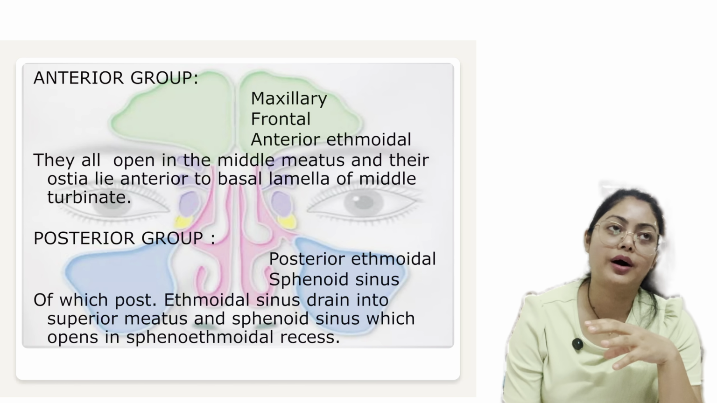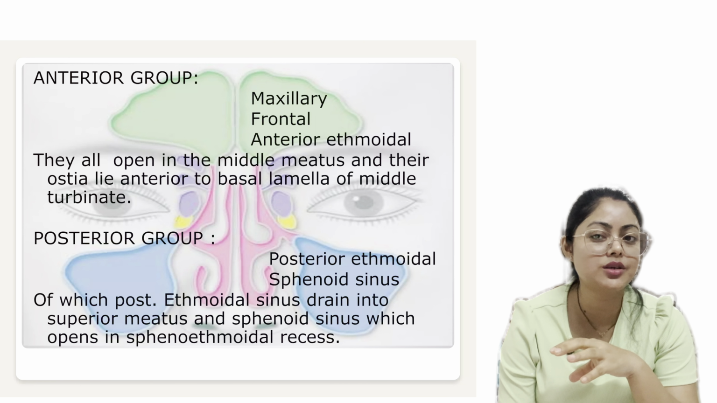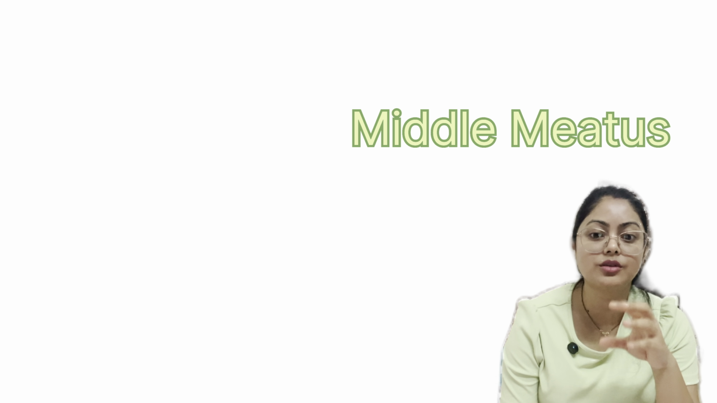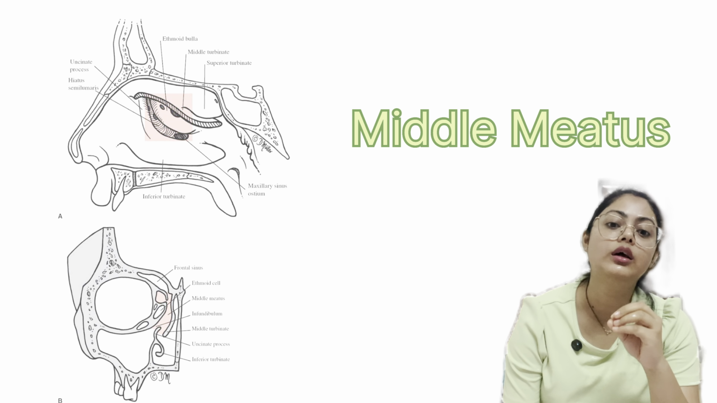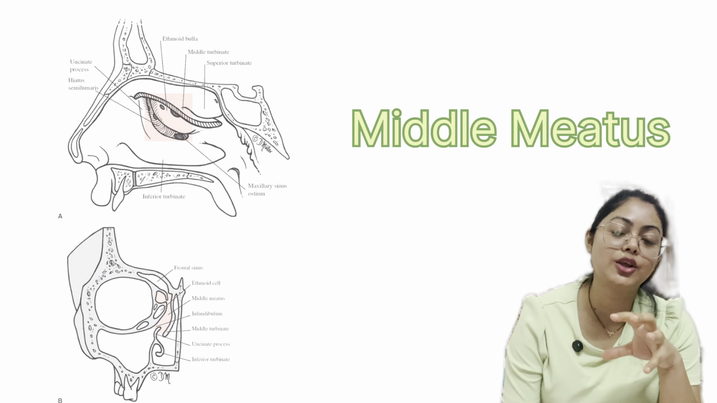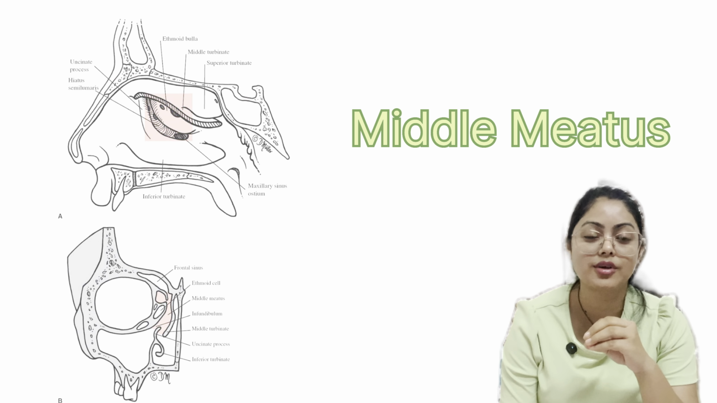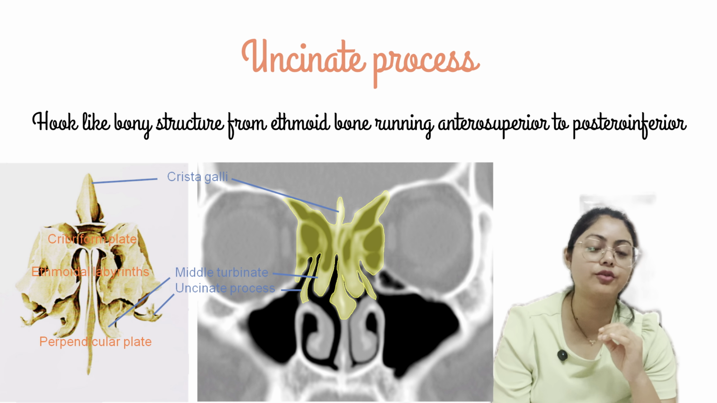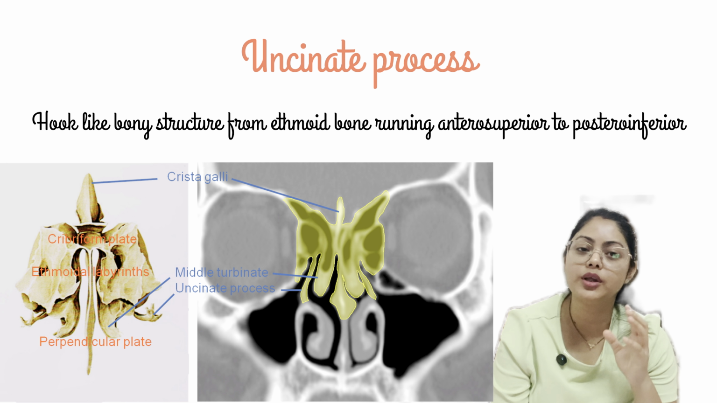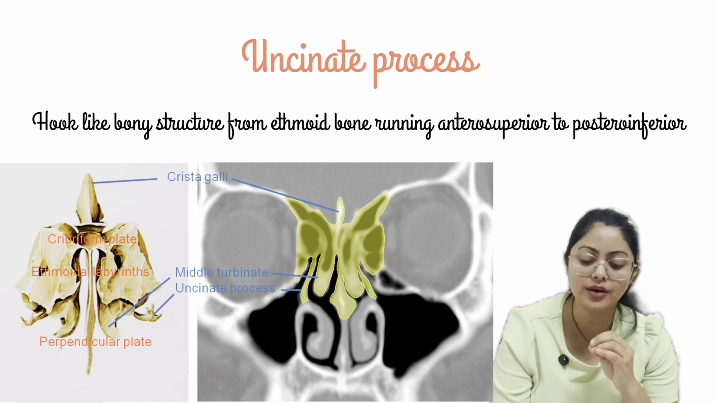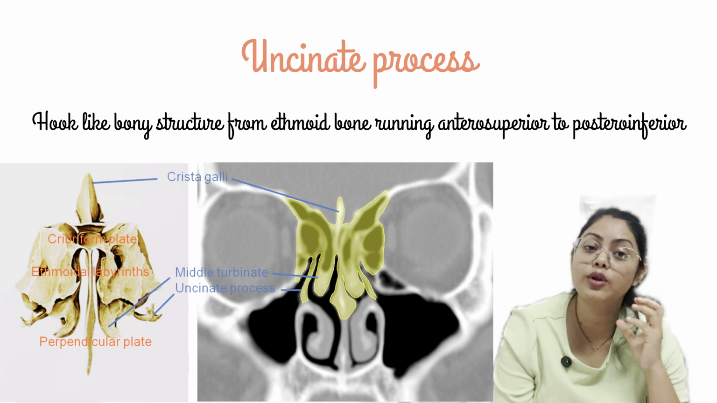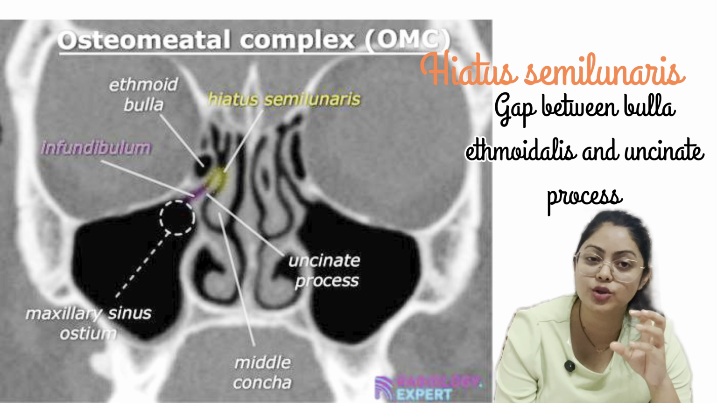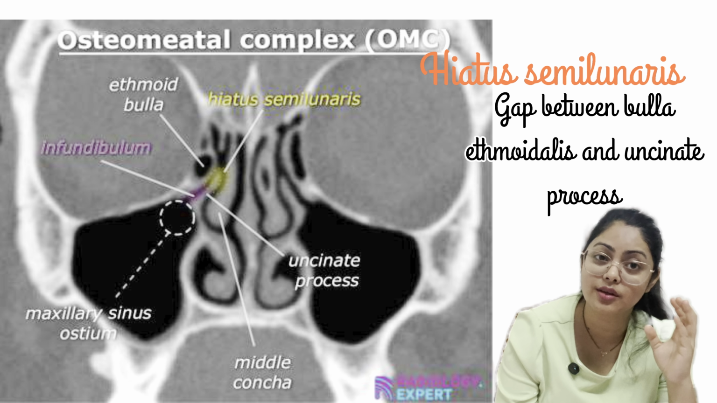Let us talk about a very important part, that is the area beneath the middle turbinate. It is known as the middle meatus, and the structures present in the middle meatus are very important for us, mainly for the knowledge of endoscopic sinus surgeries. Talking about the structures one by one. The uncinate process is a hook-like bony structure arising from the ethmoid bone, running from the anterior-superior to posterior-inferior direction. The gap between the bulla ethmoidalis and the uncinate process is a two-dimensional space of 1 to 2 millimeter width, which is known as the hiatus semilunaris.